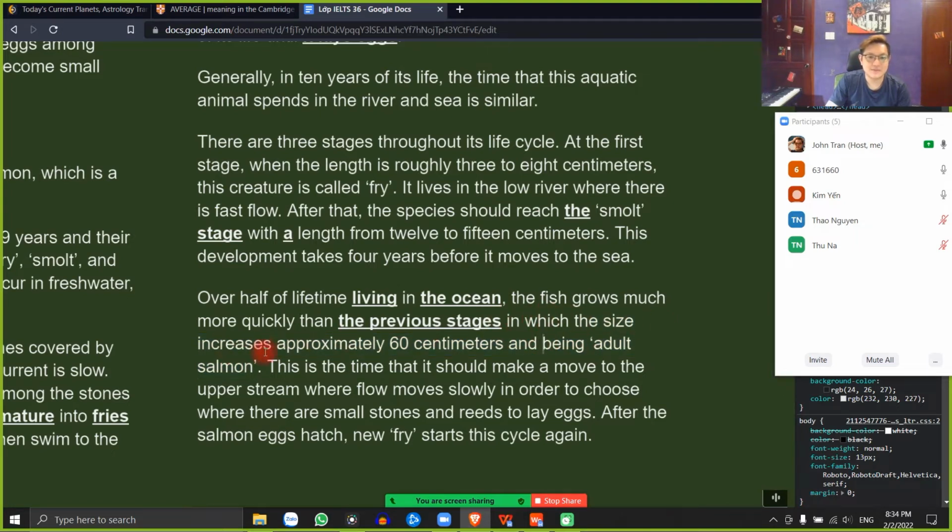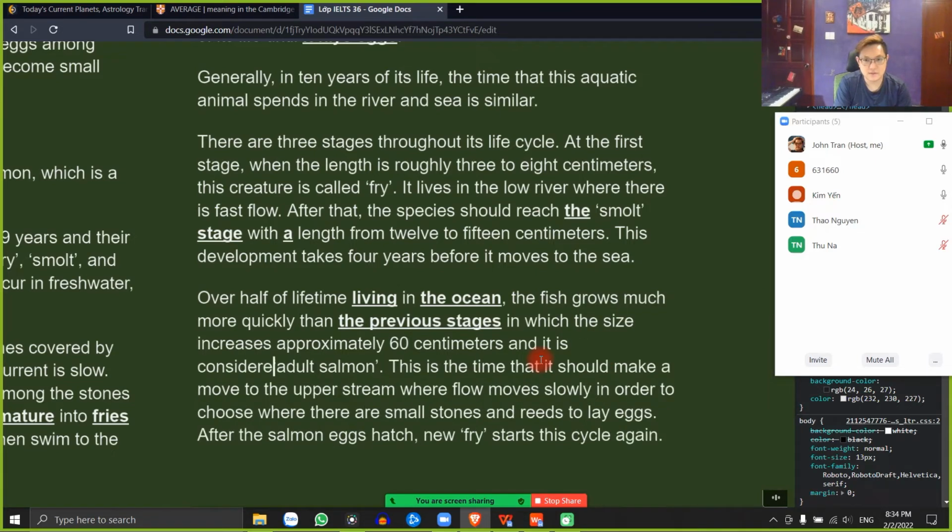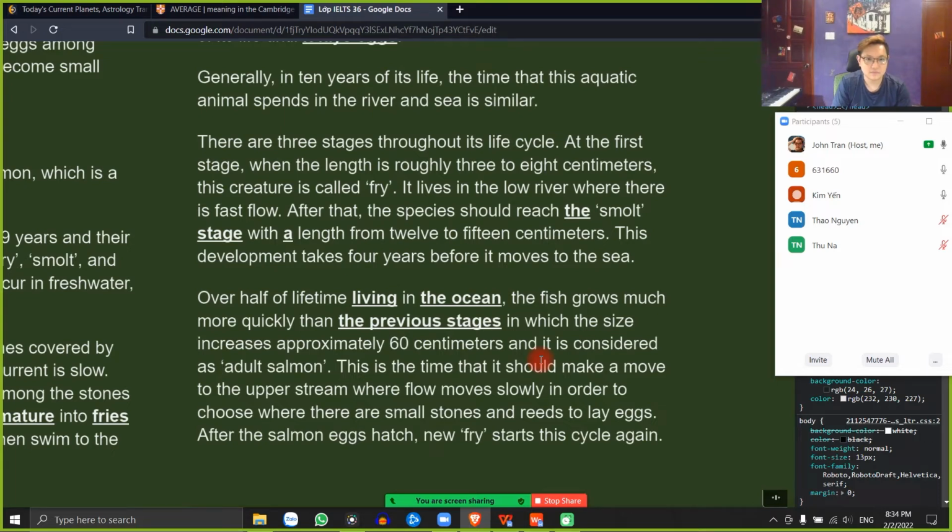In which the size increases approximately 16 centimeters and it is considered as adult salmon. Và nó được coi như là con adult salmon. Nó đây là gì? Là thay cho con the fish. So it here referred to the fish here.